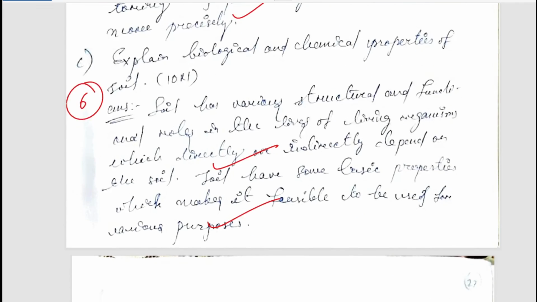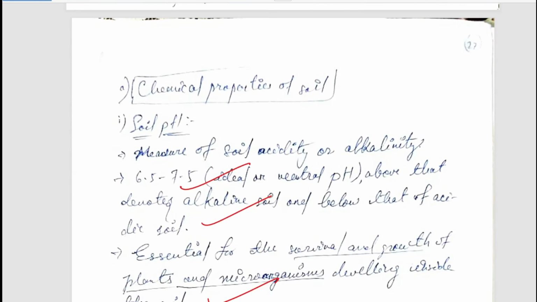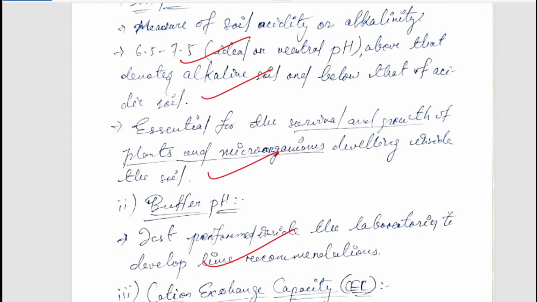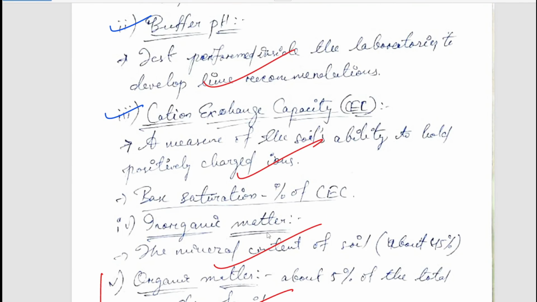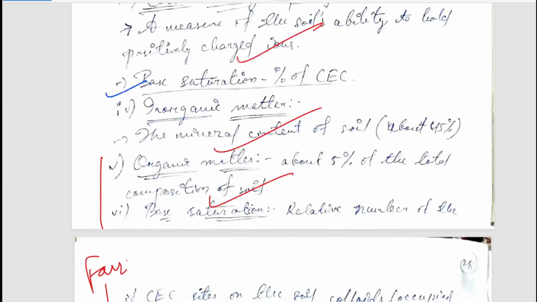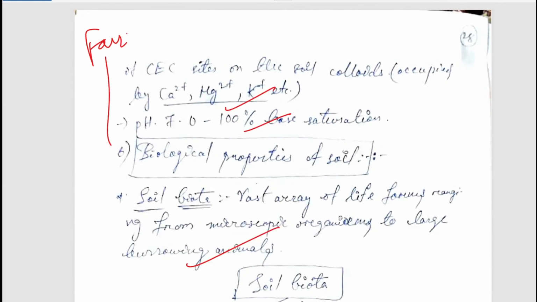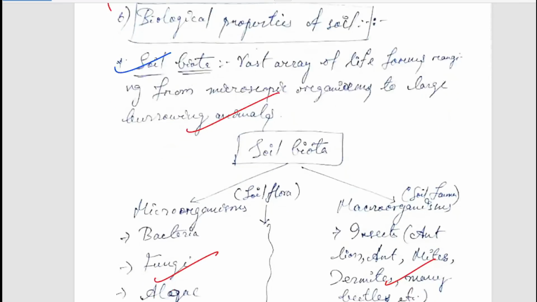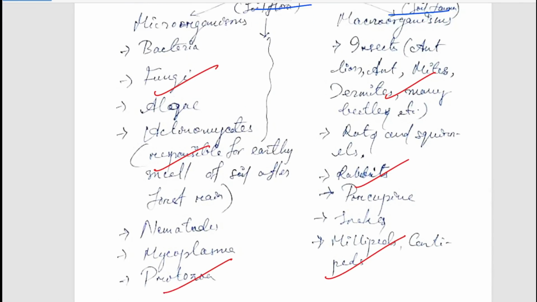Now the next question is, explain the biological and chemical properties of soil. I think about soil has been written in the introduction part, and chemical properties such as soil pH, buffer pH, cation exchange capacity, base saturation, organic matter, all these things are chemical properties which have been mentioned. And biological properties, obviously soil biota, generally soil flora and fauna, will come in biological properties.